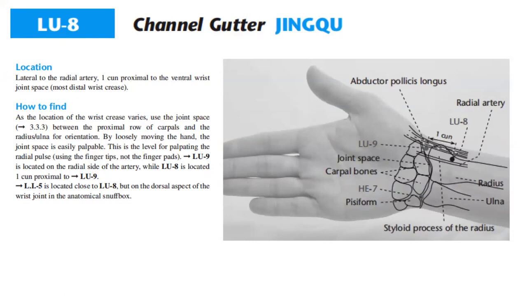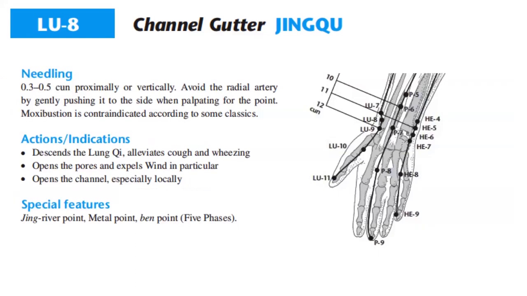Lung 9 is located on the radial side of the artery, while lung 8 is located 1 proximal to lung 9. Li5 is located close to lung 8, but on the dorsal aspect of the wrist joint in the anatomical snuff box. Needling 0.3 to 0.5 proximally or vertically. Avoid the radial artery by gently pushing it to the side when palpating for the point. Moxibustion is contraindicated according to some classics.